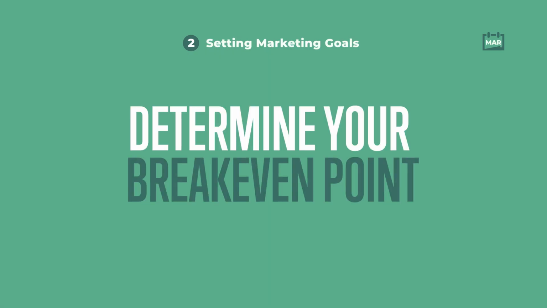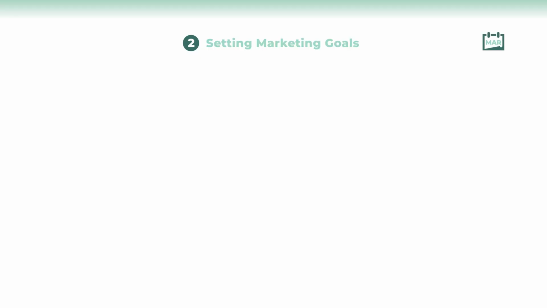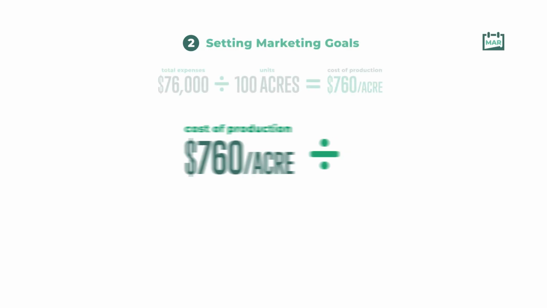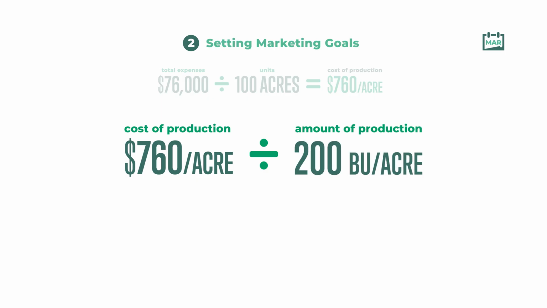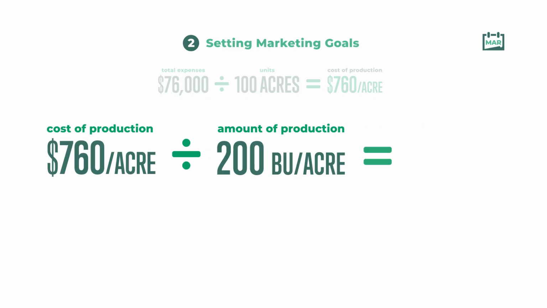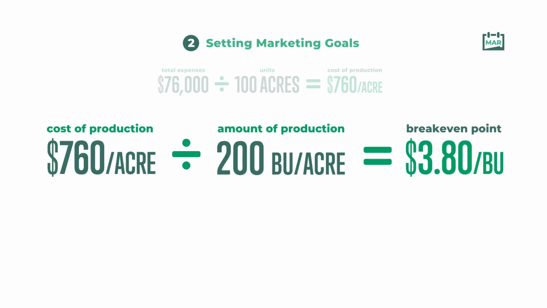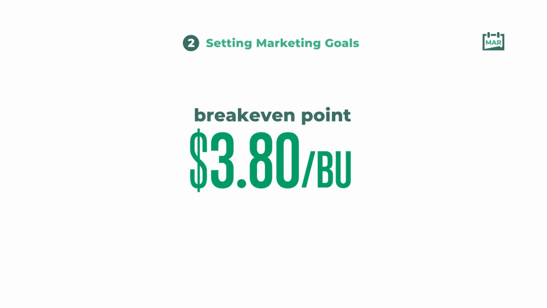But before we can sell our crop, we must determine the break-even point, which will help guide marketing decisions. To calculate this, divide your cost of production by the number of bushels you expect to produce, 200 bushels per acre, to determine your break-even point of $3.80.